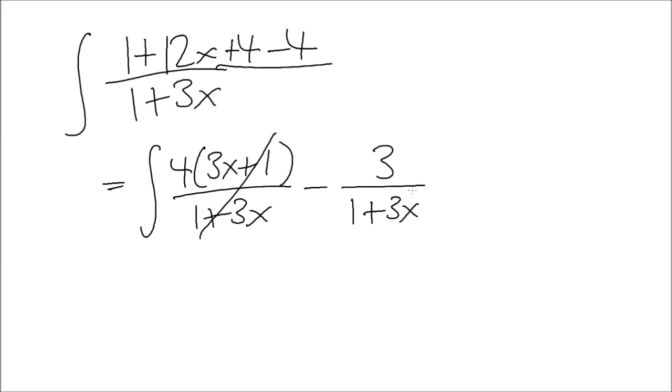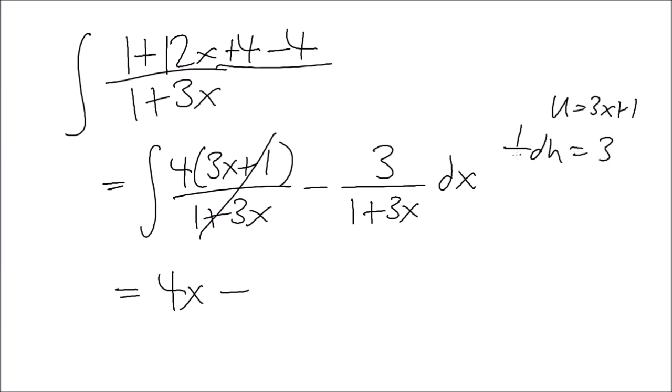dx. Cool. So then this is just 4x minus, and then that 3x plus 1. So that 3 cancels out with this 3 when we do U-substitution, right? When you let u equal 3x plus 1, then du is equal to 3. That 3 becomes 1/3 to the other side, and so that 1/3 will cancel out with this 3.